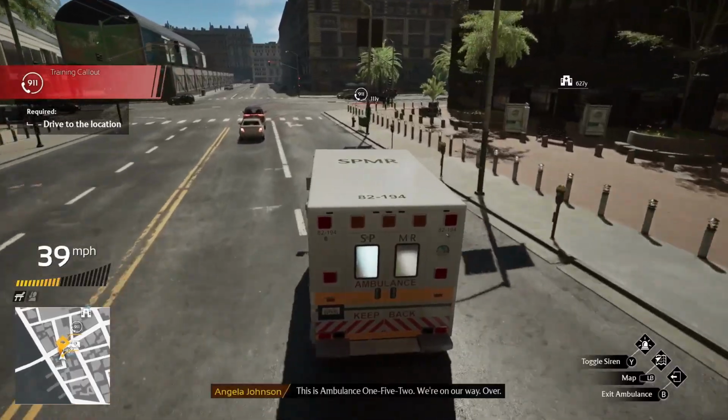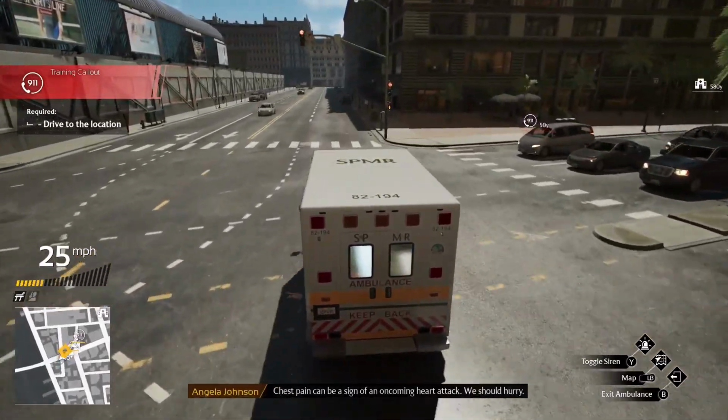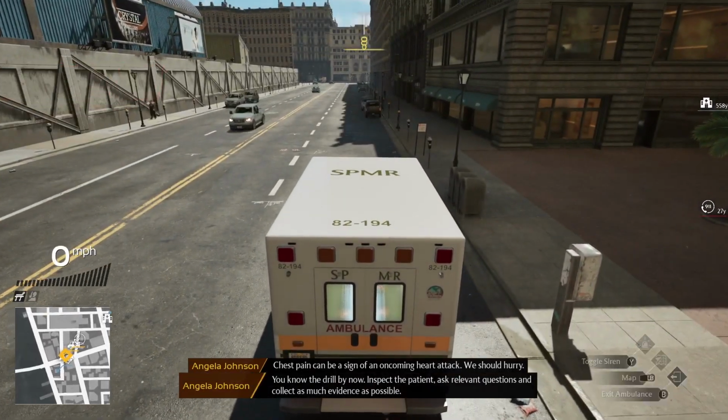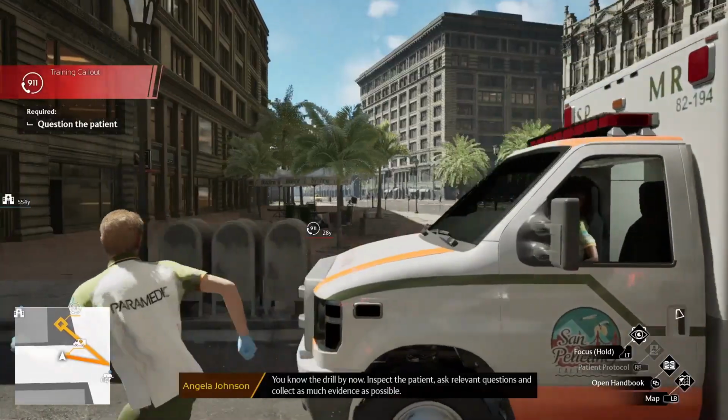This is Ambulance 152. We're on our way. Over. Chest pain is a sign of an oncoming heart attack. You know the drill by now. Inspect the patient, ask relevant questions, and collect as much evidence as possible.